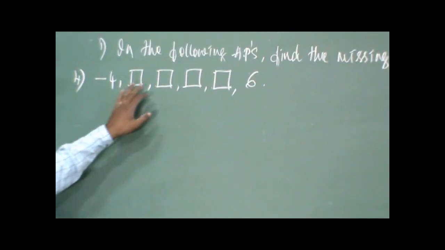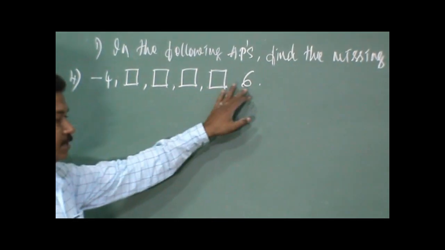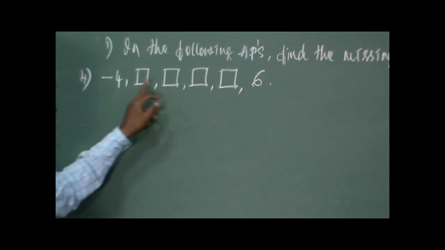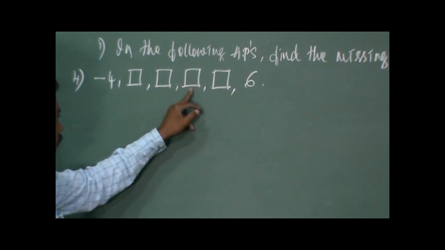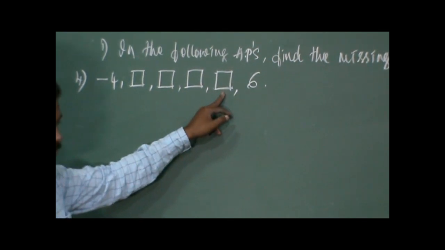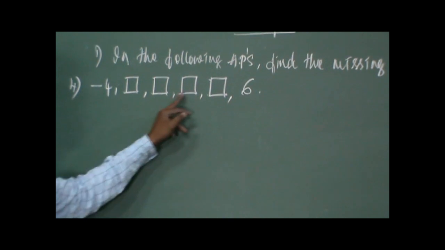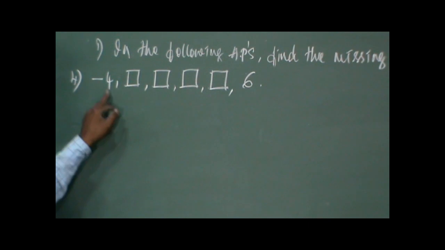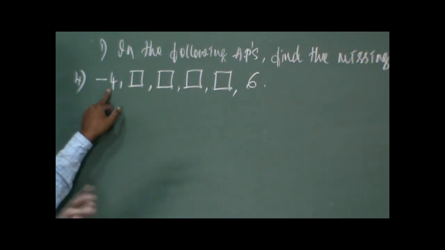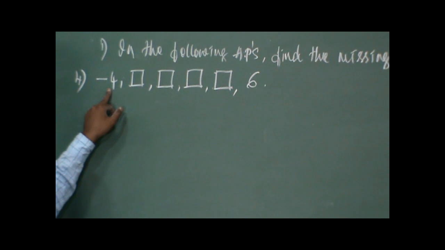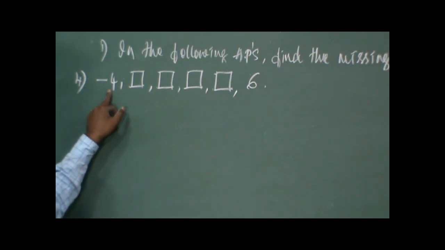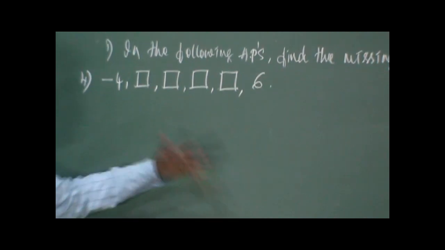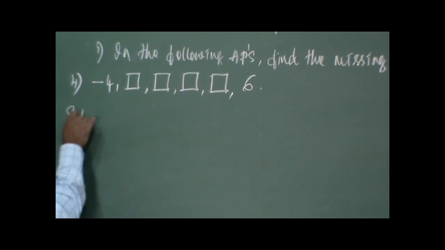Minus 4 comma box comma box comma box comma box comma 6. So there are 4 unknowns. In the sense you have to find out the second term, third term, fourth term and fifth term. So in order to find out any term of an AP, we need the first term and common difference. So first term is already ready here. Just we have to find out the common difference. So using those first term and common difference, you can find out the second term, third, fourth and fifth in a series. Let us go with the solution.